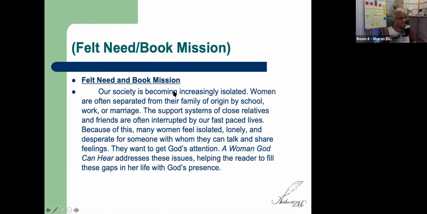Felt need, there it is again. You're going to have to write a paragraph that explains why what you're writing about is a felt need of the audience. Okay. And this is going to pull you out of what you want to write.